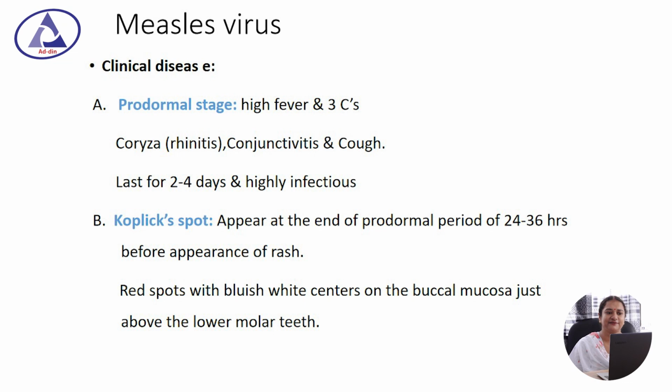Clinical phases of measles virus. Number 1 is the prodromal phase. Here, high fever and the 3C symptoms, that means coryza, cough and conjunctivitis, occur, and this period lasts for only 2 to 4 days, and the patient is highly infectious in this stage. Number 2, Koplik spot. This spot occurs after the prodromal period and 24 to 36 hours before appearance of the rash. The spot is characterized by red spots with bluish white centers on the buccal mucosa, situated just above the lower molar teeth.